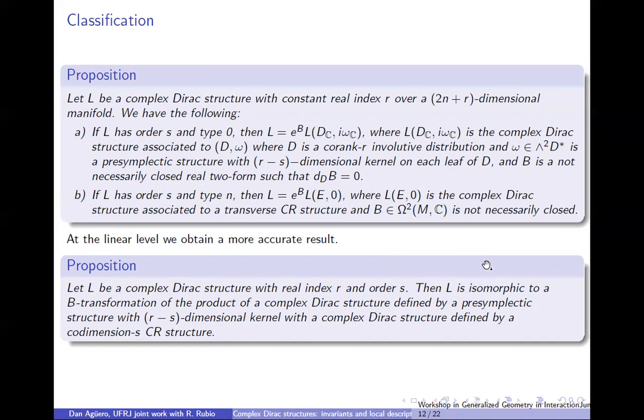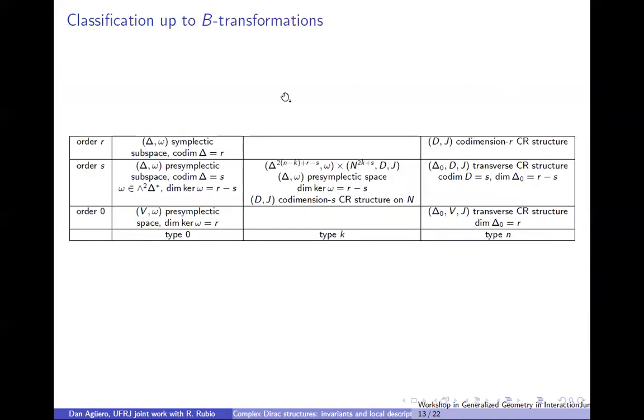So we have the following table. This table gives all the information that we mentioned before. We have type zero, where we have this kind of presymplectic structure. And on type N, we have this kind of CR structure. And in the middle, we have the split.